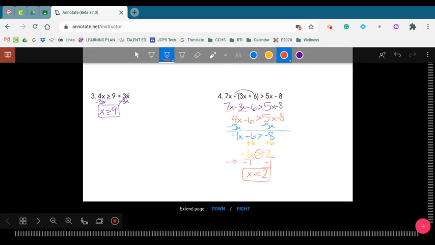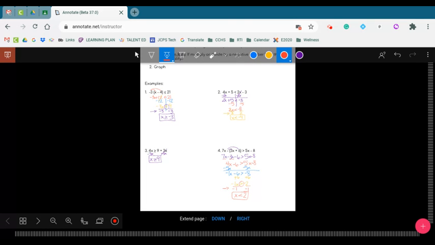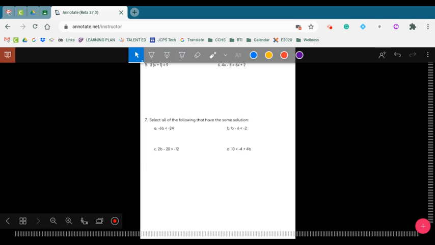Okay, so that's the first page of problems. Let me know if you guys have any questions over that. We're going to move to the next page.